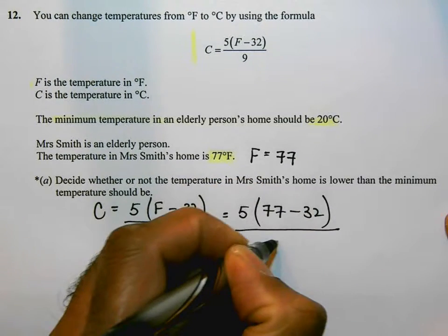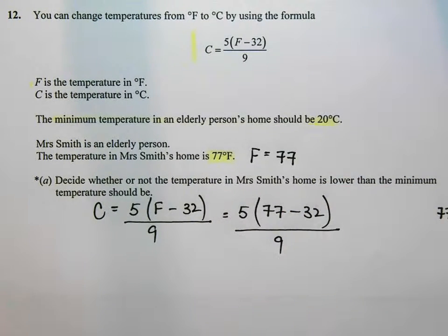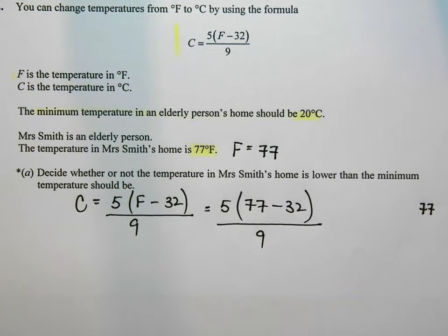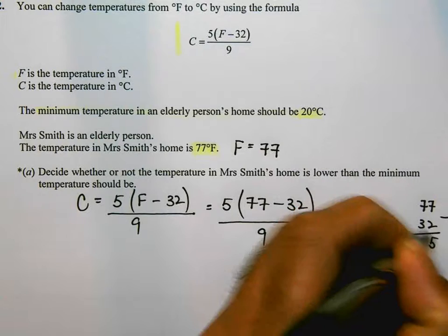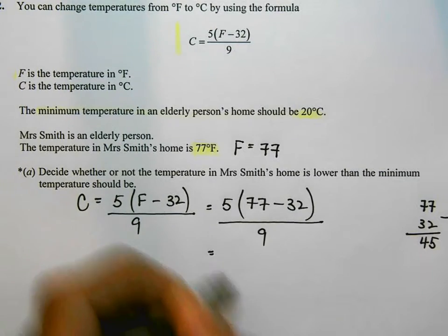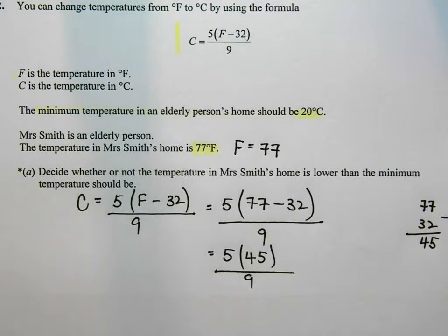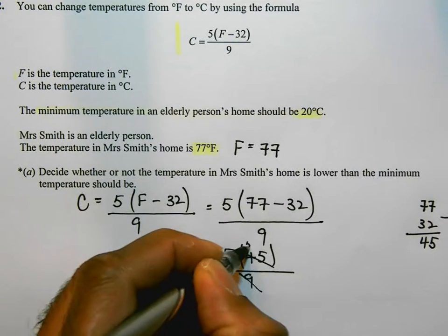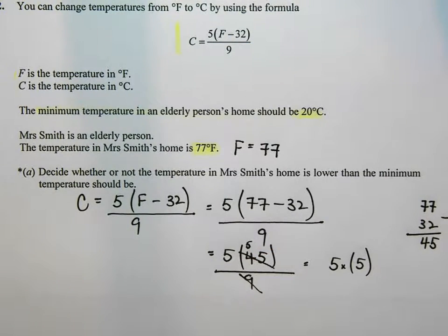Now I just need to work out what 77 take away 32 is. Let's make sure you can see that. 77 take away 32. 7 take away 2 is 5. 7 take away 3 is 4. So that's 45 inside the bracket. So that's 5 times 45 over 9. Well, I know 9 could go into 45 5 times. So I'm going to do 5 times 5. My answer is going to be 25.